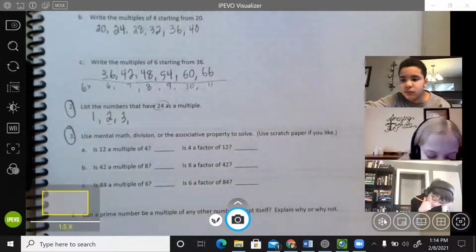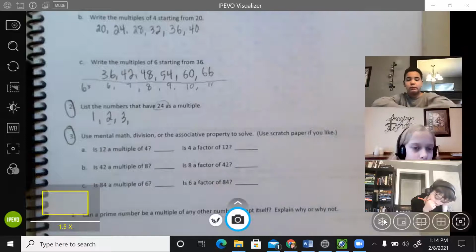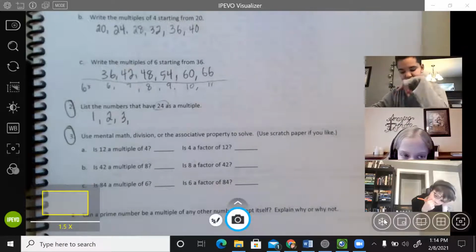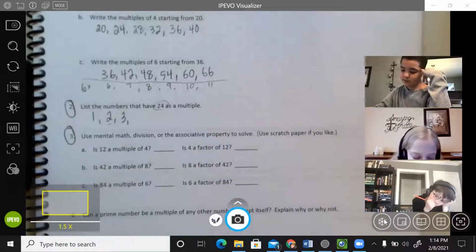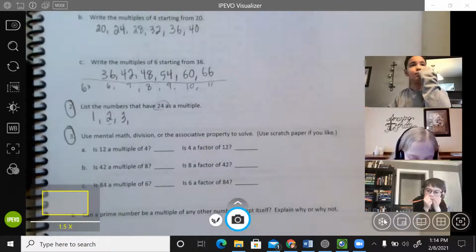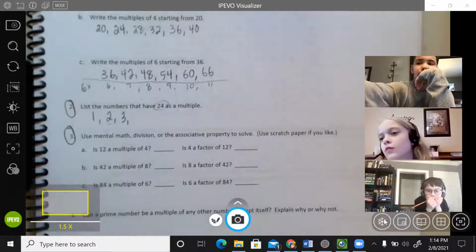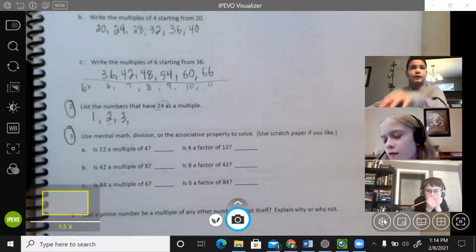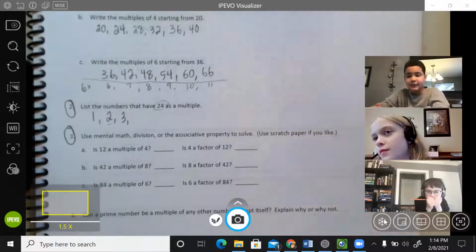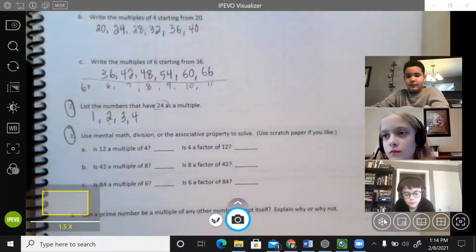Trace, you're up next. The number 4. When you count by 4s, will you eventually end up on 24? Yeah. What would you multiply 4 by to get 24?